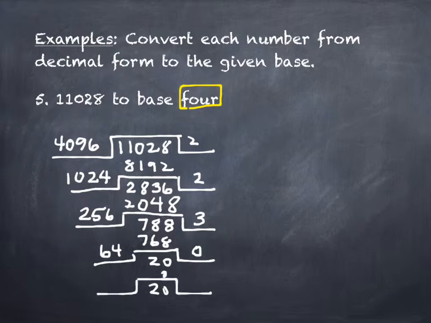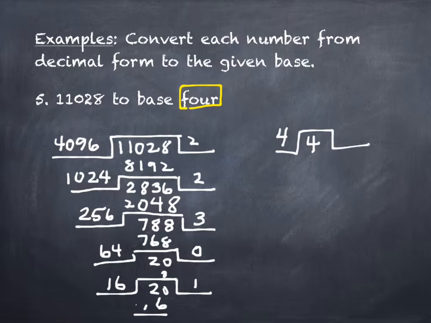What's my next place value? 16. 16 goes into 20 once, and I do 16, what's my remainder? 4. Okay, so I'm out of space. Yours would continue. The next place value is actually 4, and it goes in once, so I've got a 4. This is 0, but I'm not done. I still need to divide by 1, and of course I'm not going to get anything because I'm done dividing, but I need that 0 on the end.